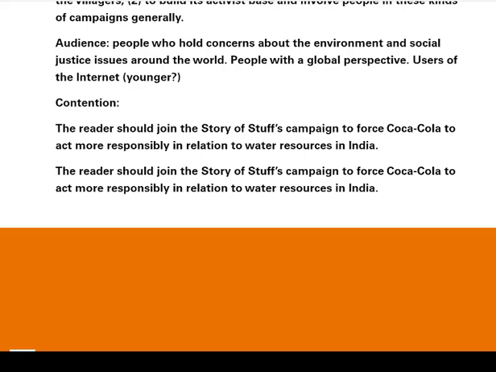And here this article is not about trying to campaign to Coke to change their behaviour or campaign to the Indian government to change its behaviour. The contention here is for the readership to get involved in this campaign. That's who the audience is, and the purpose is to get them involved in the campaign. The contention, therefore, is the position, the point of view they want the reader to adopt by the time they finish reading the text, and that is that they should join the campaign and get involved.